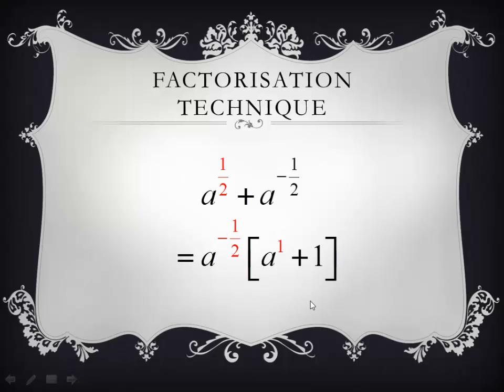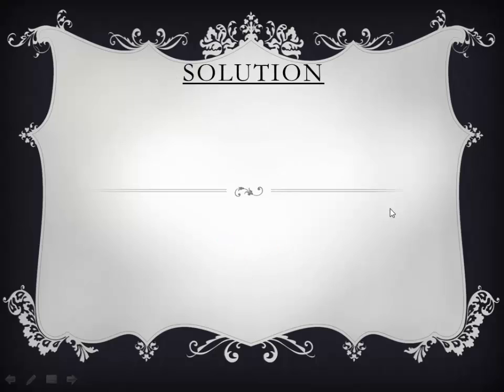So this is the result of factorizing the terms a power half plus a power minus half. Please understand this concept clearly before proceeding to part B of the example. Now let's go through part B.